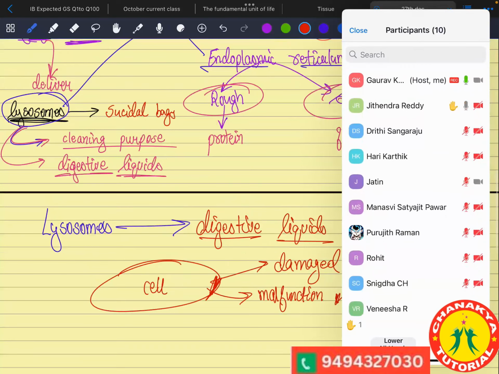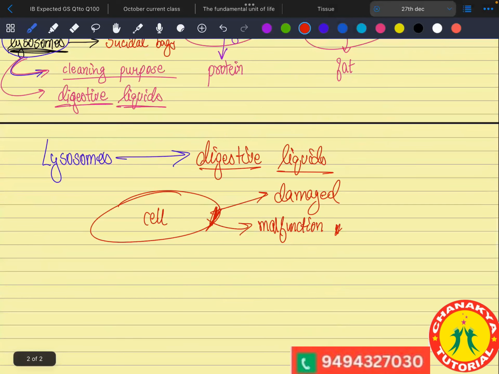Sir, what is the lifespan of a cell? So the lifespan of a cell is not defined. The cell may get damaged early, the cell may get damaged later also.